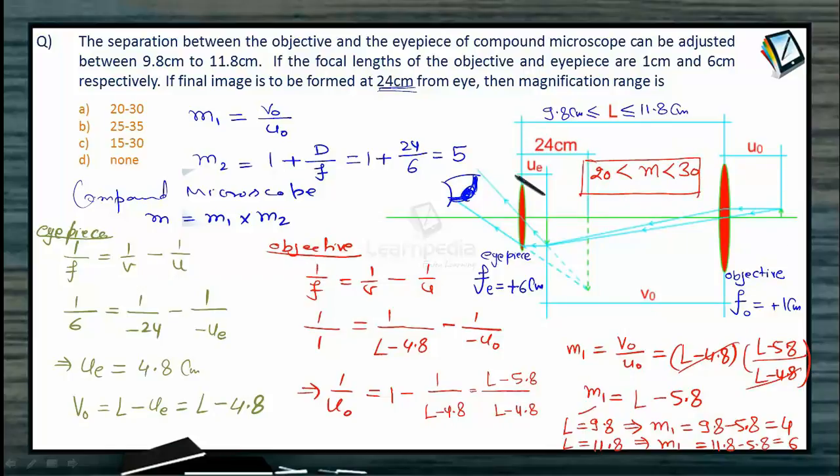Means for this compound microscope, we can change the length of the tube from 9.8 centimeter to 11.8 centimeter, but the condition is that the final image is to be formed at 24 centimeter from the eye. So following that condition, we have solved for magnification. Option A would be the correct option to this question.